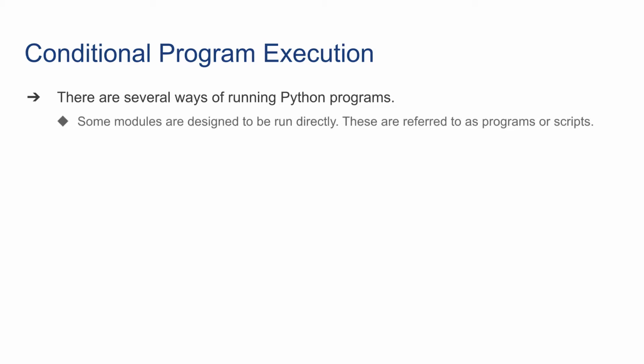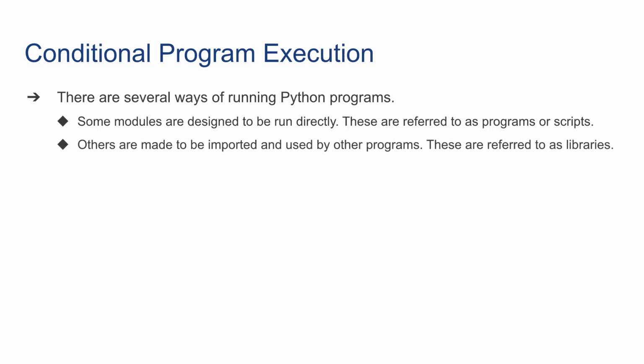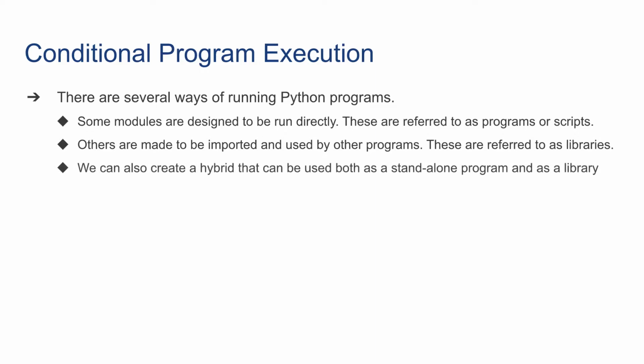Conditional program execution. There are several ways of running Python programs. Some modules are designed to be run directly, and these are referred to as programs or scripts, and these are the type of programs that we have been writing and executing. Others are made to be imported and used by other programs, and these are referred to as libraries, and the math library is a good example of that. We can also create a hybrid that can be used both as a standalone program and as a library.